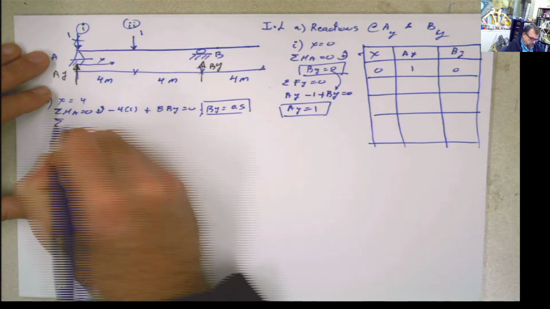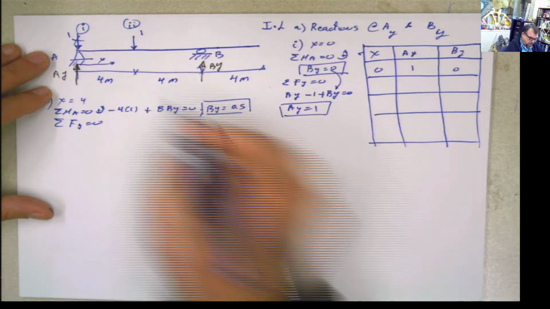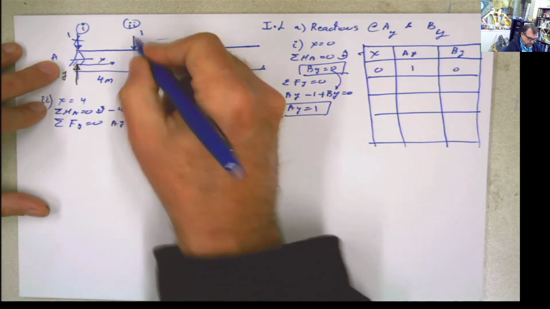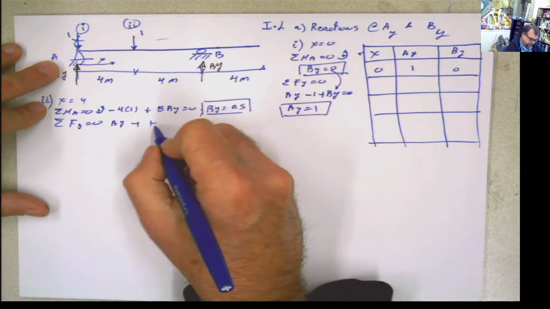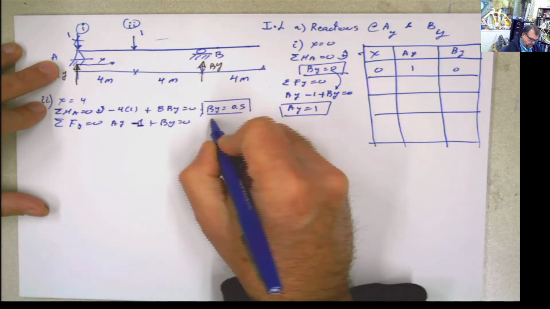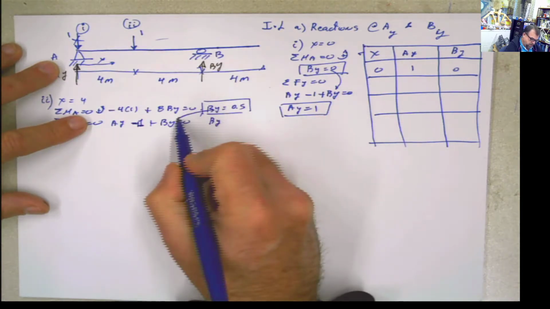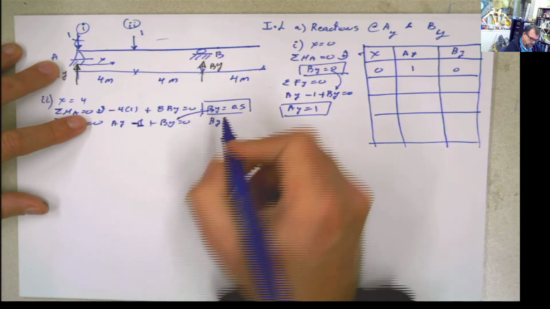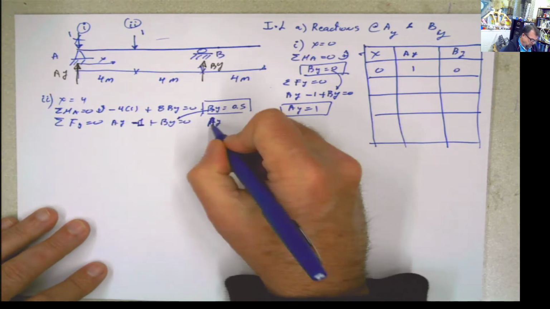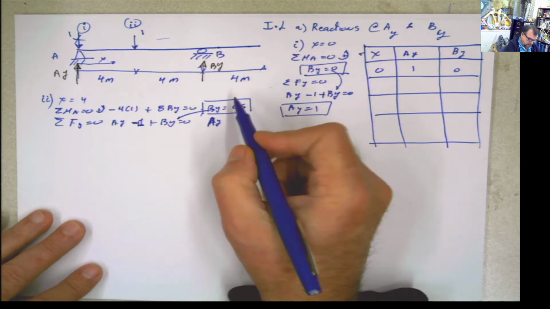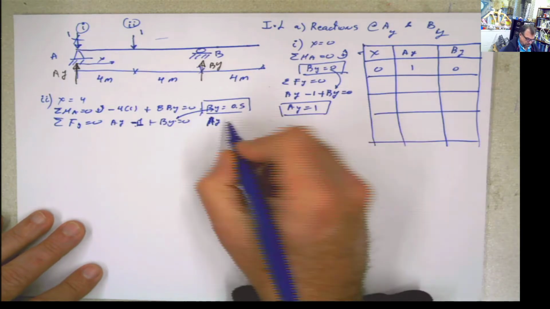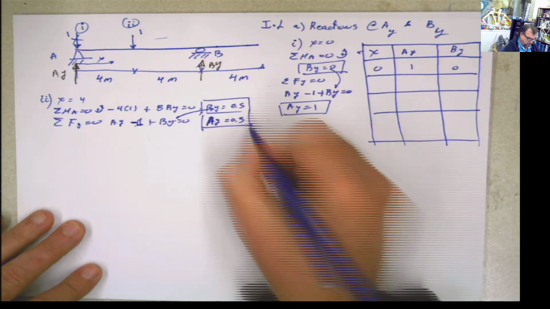And then we do summation of forces in Y equals 0 for the second step. So you have Ay minus 1 plus By equals 0, and then you can solve for Ay. By is 0.5. If you put that By here, negative 1 plus 0.5 is negative 0.5, pass it to the other side, 0.5. So you have this part.